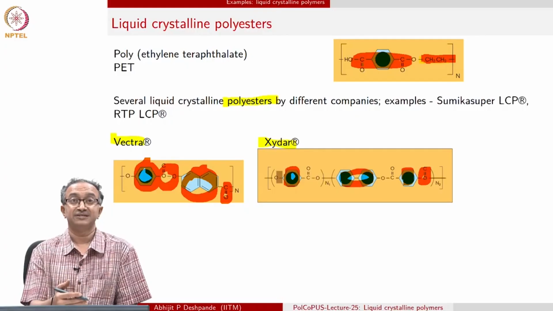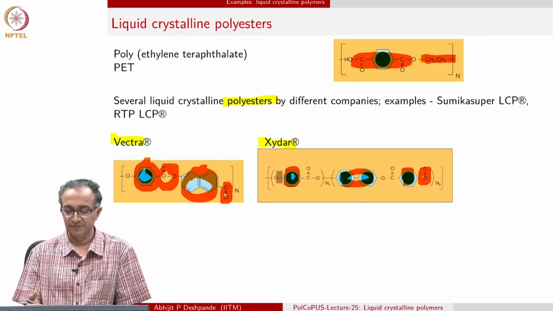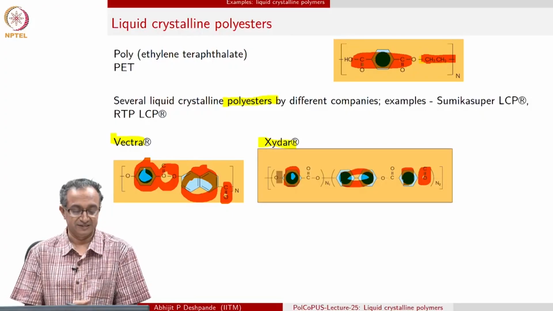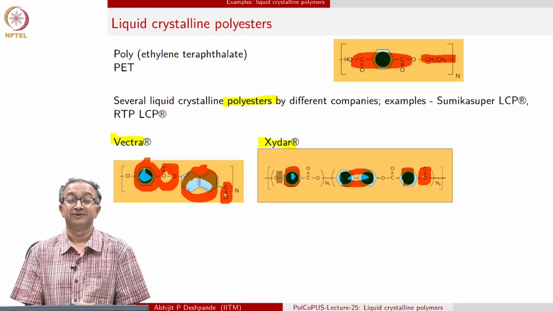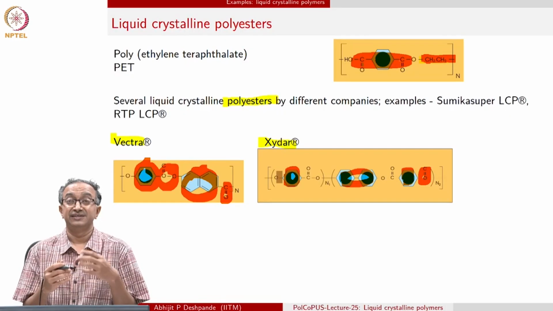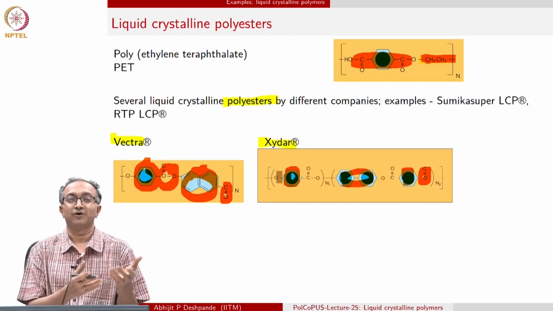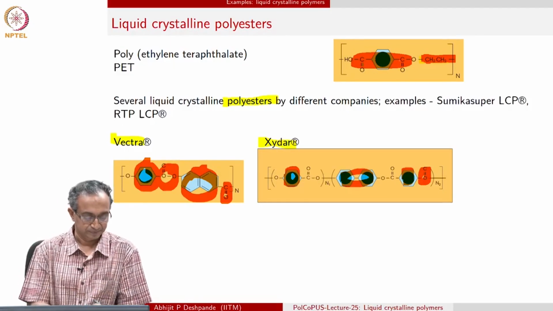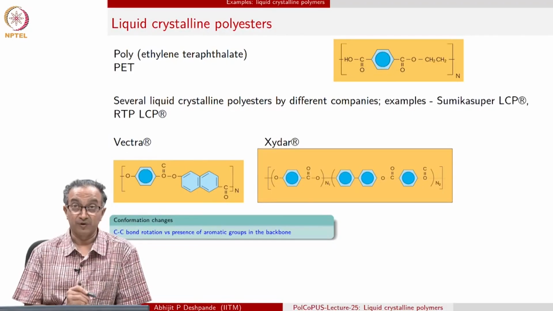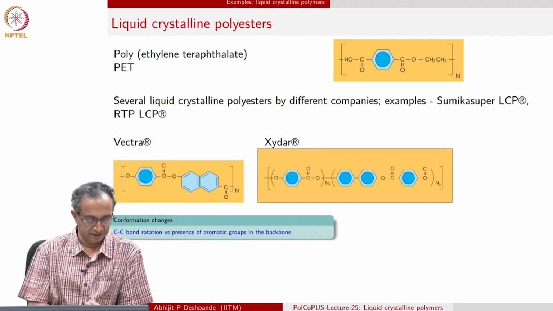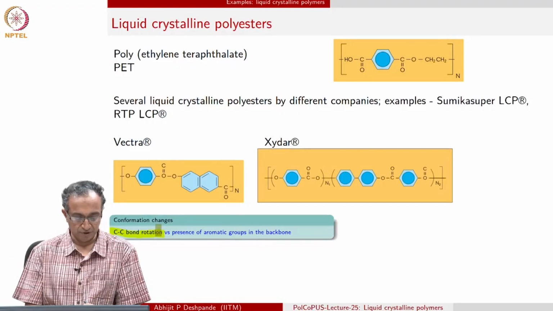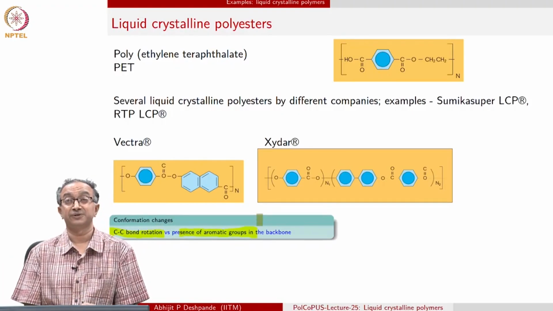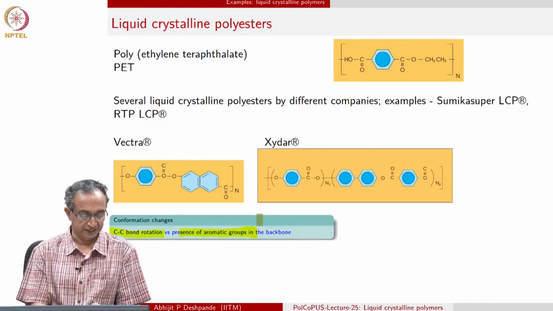So, we have the polyester which is PET, and the polyester which is, let us say, Sumika Super LCP or RTP LCP or these Vectra and Zyder. The cleverness here is in introducing mesogens or rigid entities along the macromolecular chain using similar chemistry of forming the acid and alcohol reaction to get polyesters. So, one of the key features, in summary, is to avoid the carbon-carbon bond rotation and to have the presence of bulkier groups along the backbone to improve the chain rigidity.